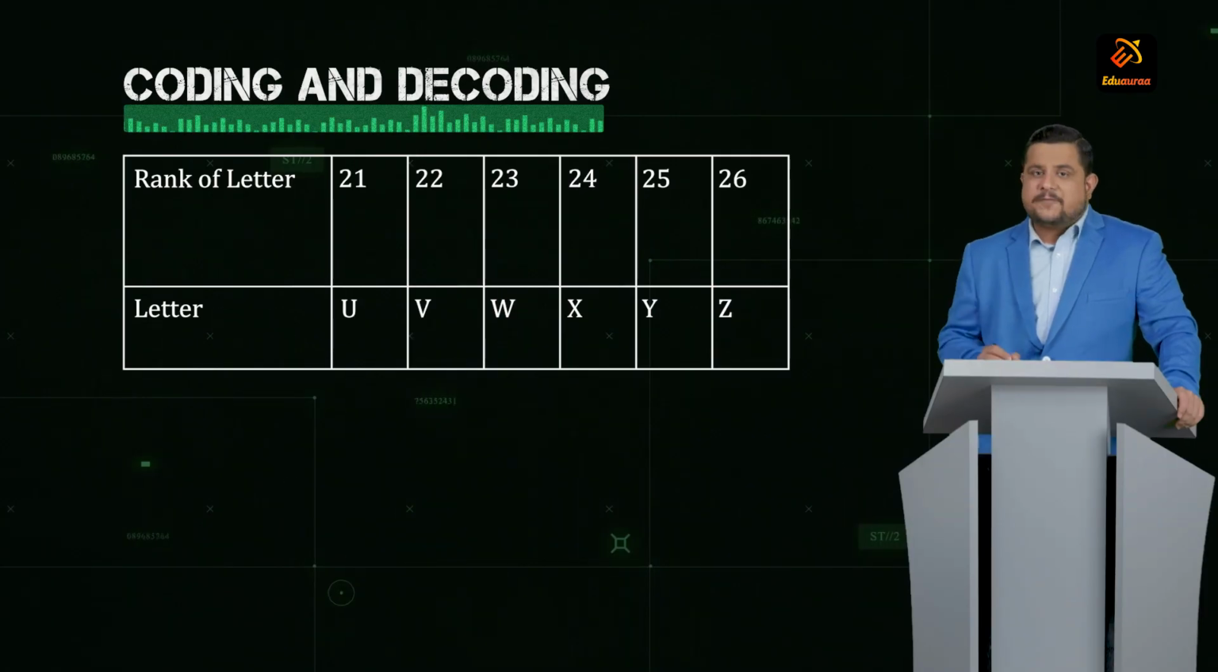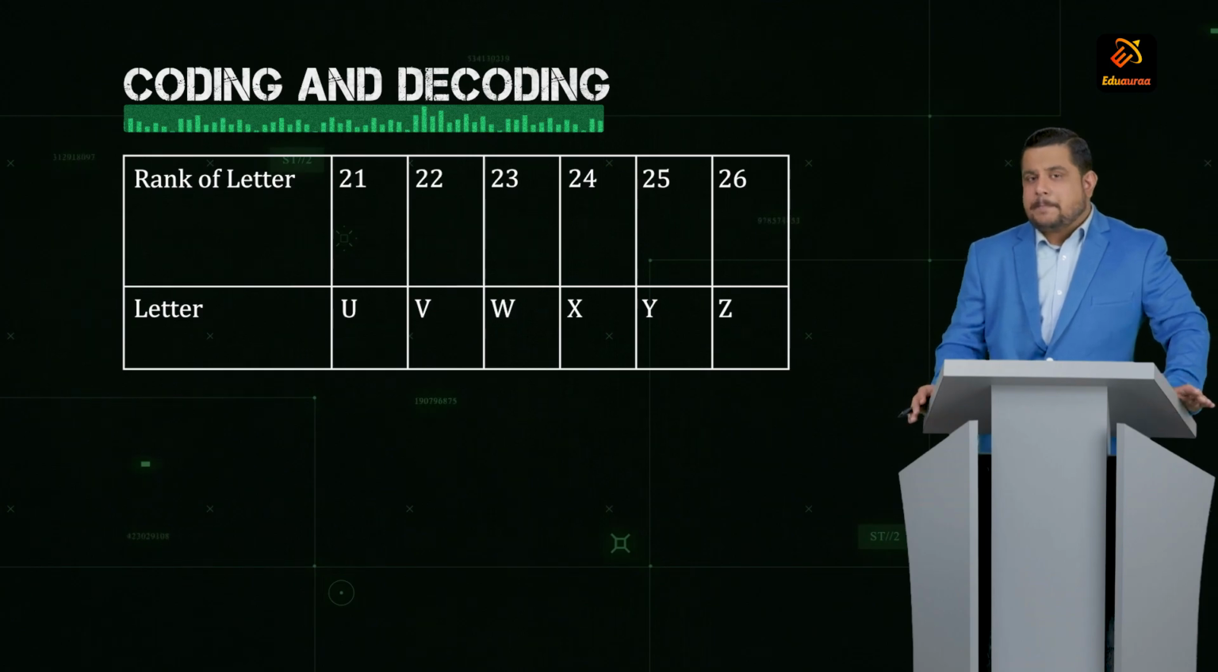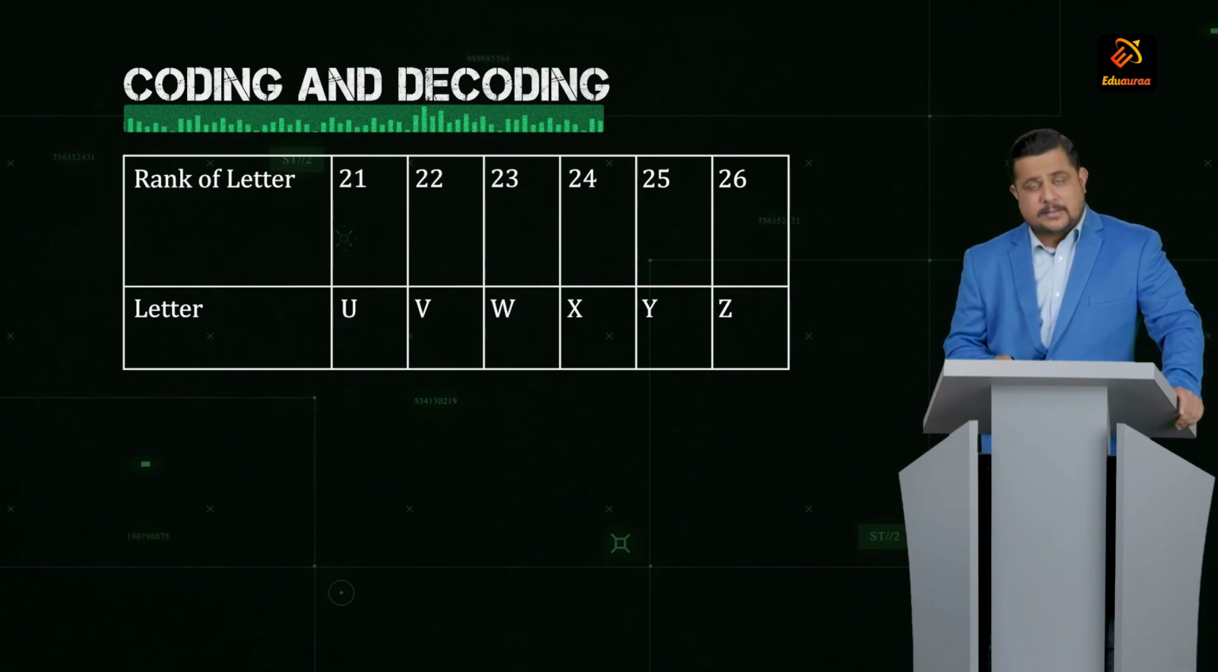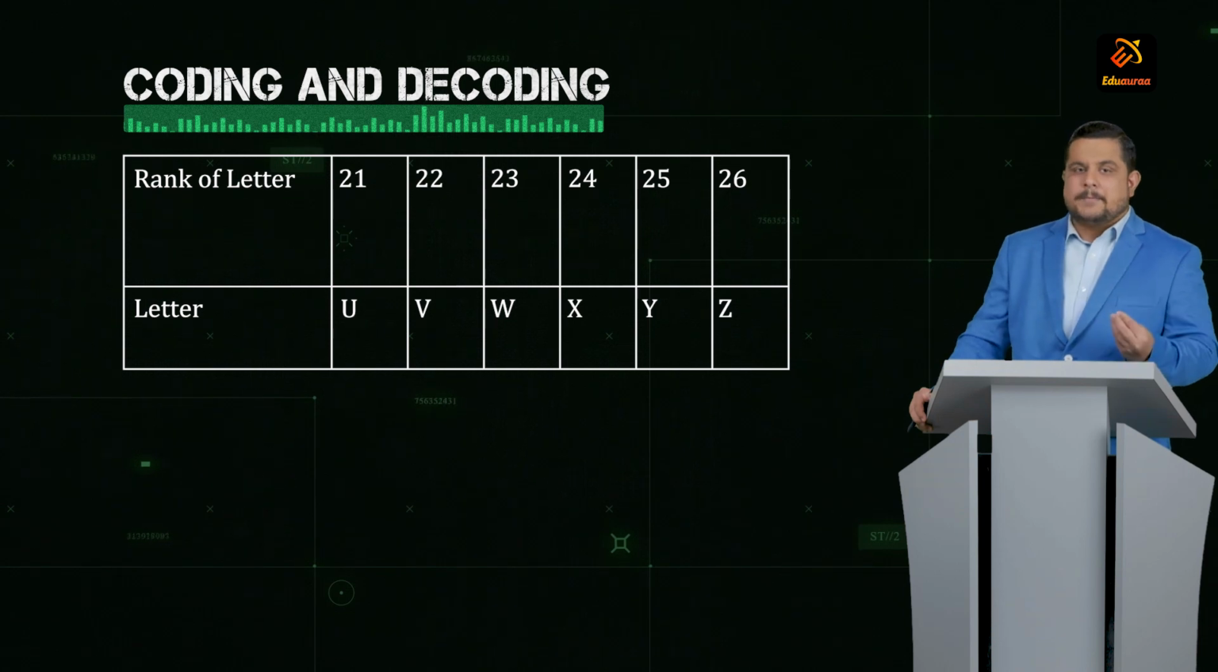Now, after U, V is there. So V is made up of 2 lines or not? Yes. V consists of 2 inclined lines, in this way. And after 20 it comes, so it will be at 22nd place. So like that you can easily remember this.